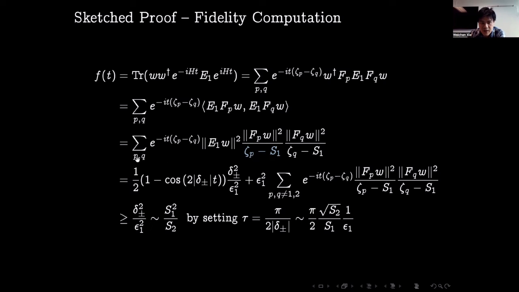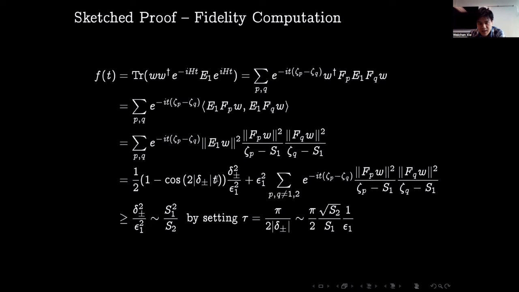And for P and Q not the same, P equals 1, Q equals 2, and P equals 2, Q equals 1, we actually get the real part of this complex number. So it becomes cosine of 2 delta times T. And always we have this delta square over epsilon square. So the remainders are all positive, so we can just ignore them. And it turns out to be bigger or equal to the first term.